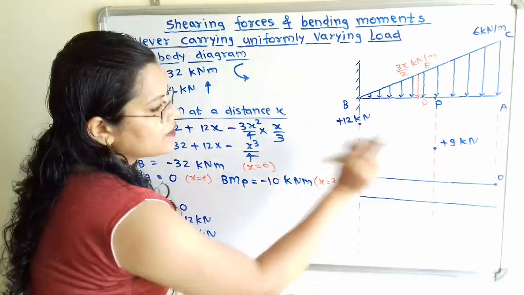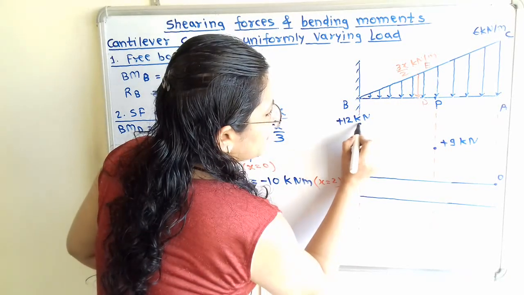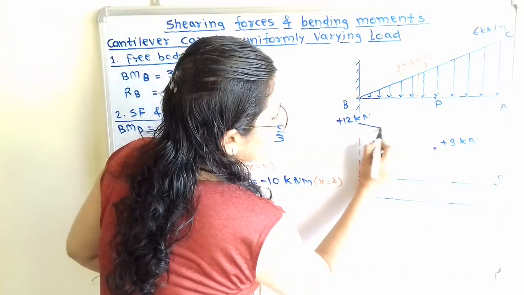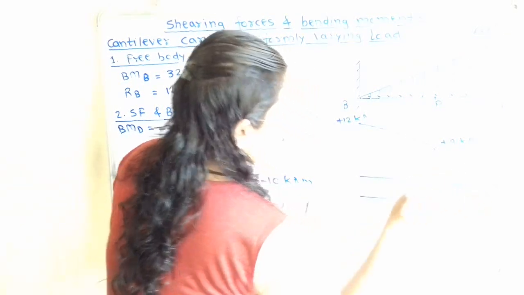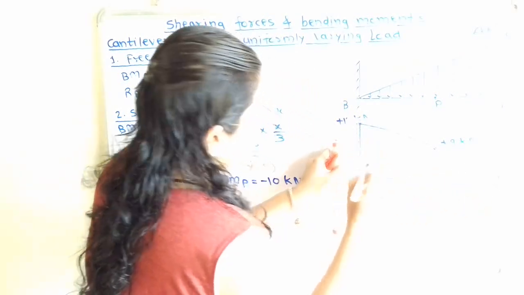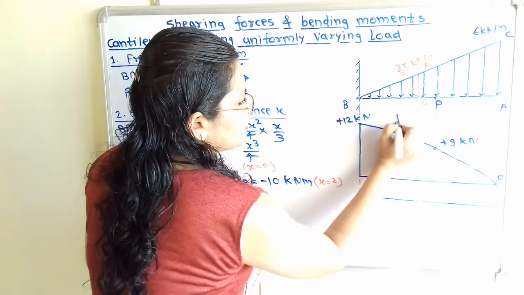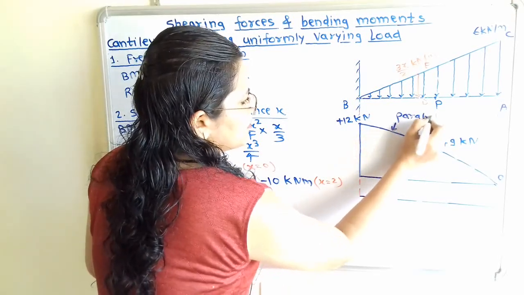Now we will connect all these points. So we have to connect these points with parabolic curve. We will complete this diagram and we will show this is the parabolic curve.